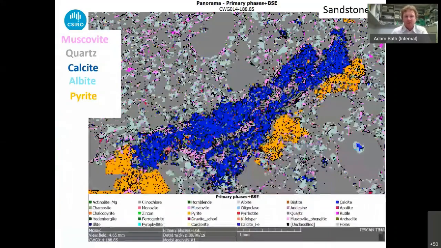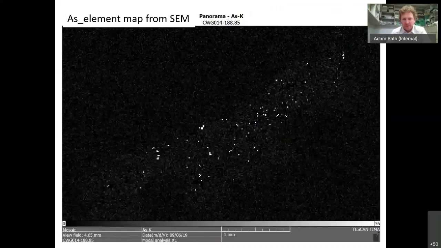We can actually have a look at the textures. This is a TIMA map. The blue there is calcite, cross-cutting a sandstone with some pyrite. There are trace amounts of cobaltite in some of these samples, and you can see the dots. This is just an element map of the one before, where each one of those pixels is an analysis of arsenic. So those carbonate blebs have essentially arsenide in them.